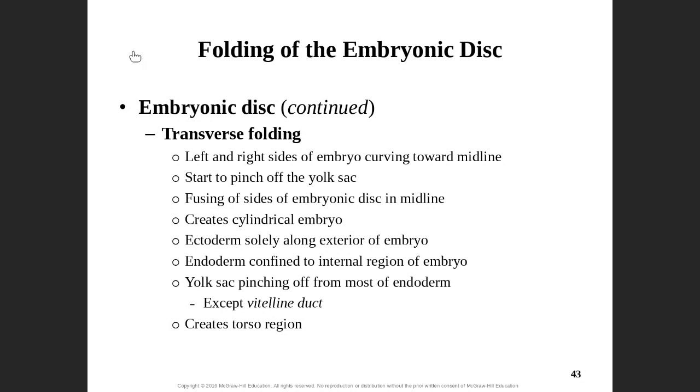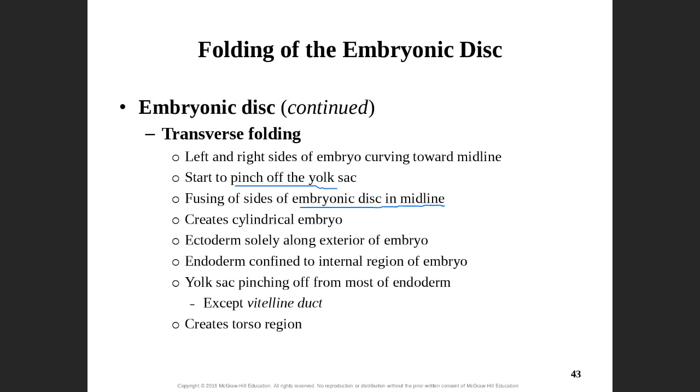So you'll see there are several structures that are formed as a result of this transverse folding here. During the transverse folding, we're going to see the beginnings of the yolk sac getting pinched off, and the left and right sides of our embryonic disc are going to fuse in the midline area here.